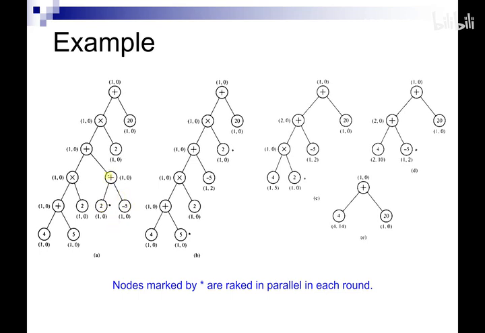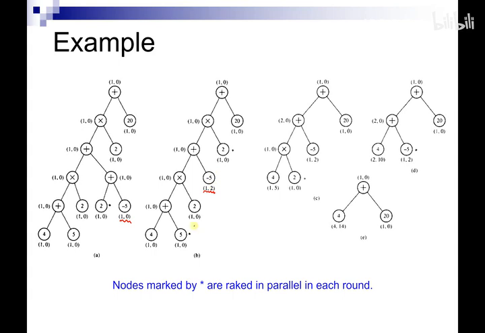Now when you rake the node, you're going to apply the previous operation, and you're going to convert this 5 node, which currently has a label of 1, 0, to a label of 1, 2. What that means is that the value for this node is equal to 1 times -5 plus 2, which is -3. So we preserve the value of this node.